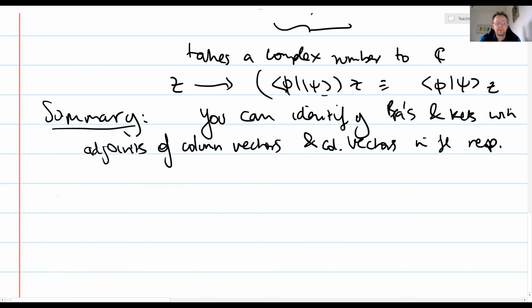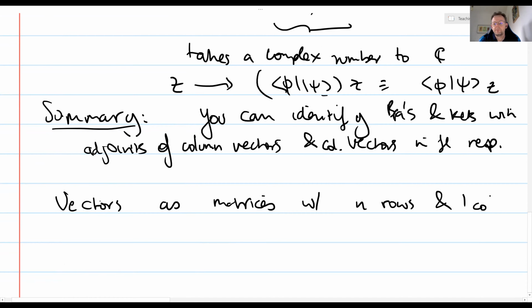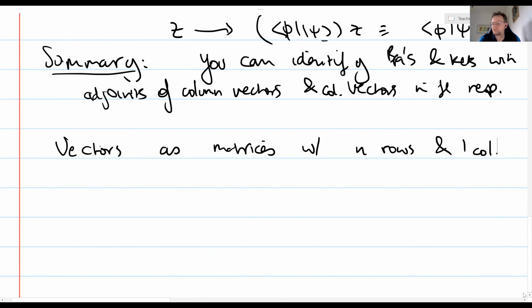We're thinking of vectors with kets as linear maps, as matrices with n rows and one column. So it's a really convenient thing to do, as we will see.